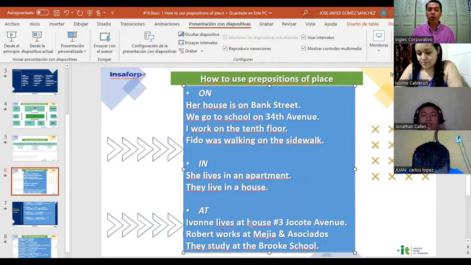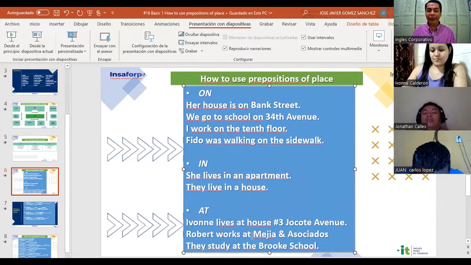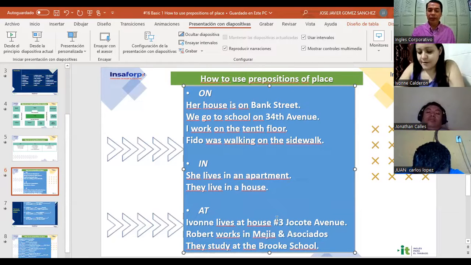For example, it's more common to say, Robert works at Mejia y Asociados, than to say that he works in Mejia Asociados, you know? So it's more appropriate to use at in the context of directions.